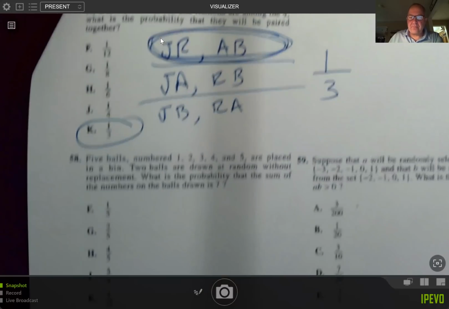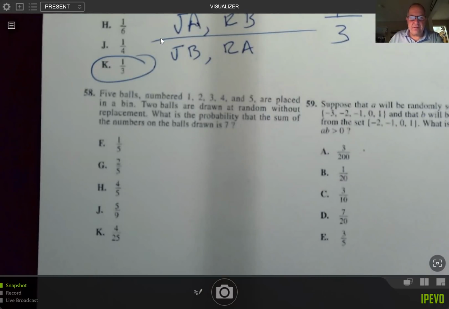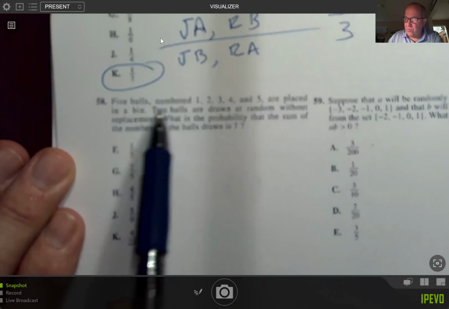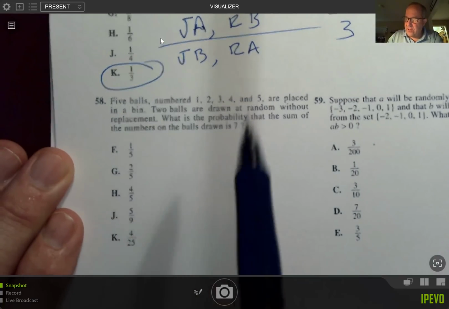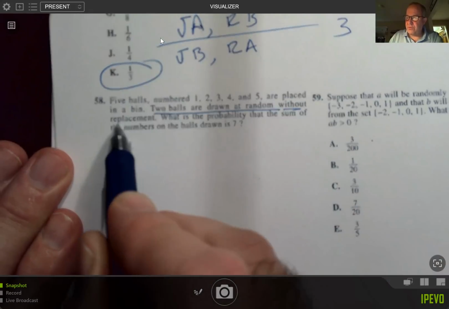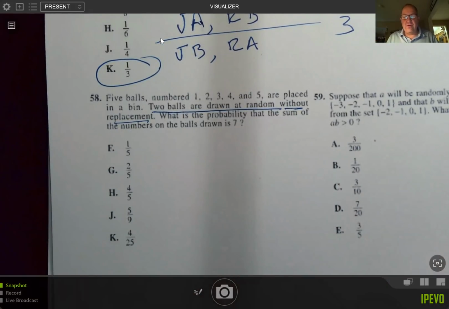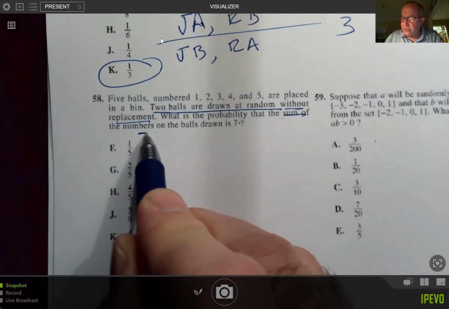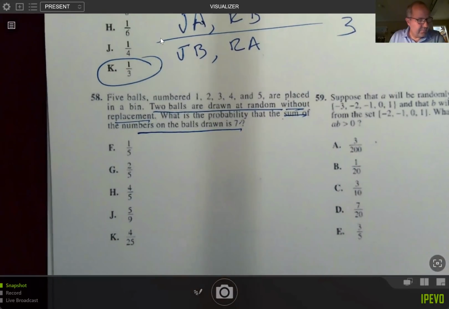All right. I'd like you to write up all this as a sample space. We've got 5 balls numbered 1 through 5, right? And you're going to pick 2 of them at random without replacing. Okay, so that means I couldn't pull out a 2 and then pull out another 2. What's the probability that the sum of the ball numbers on the balls drawn is 7?